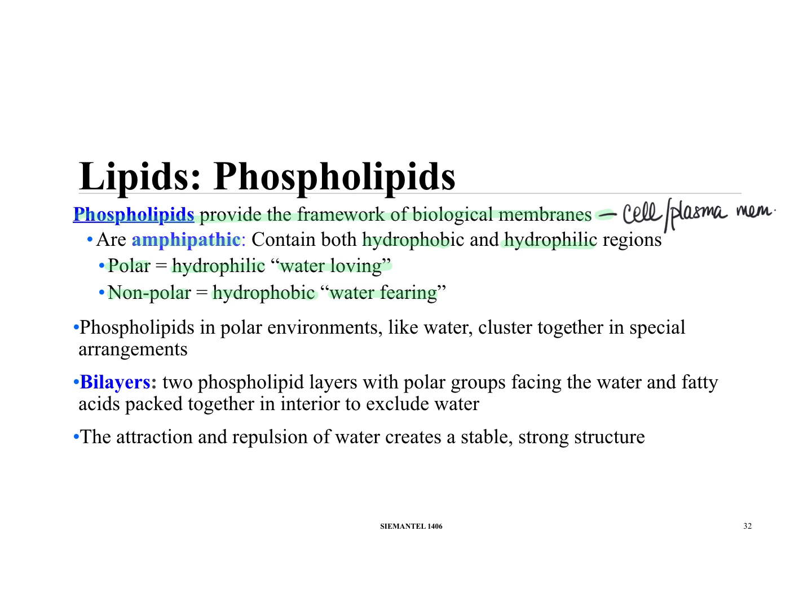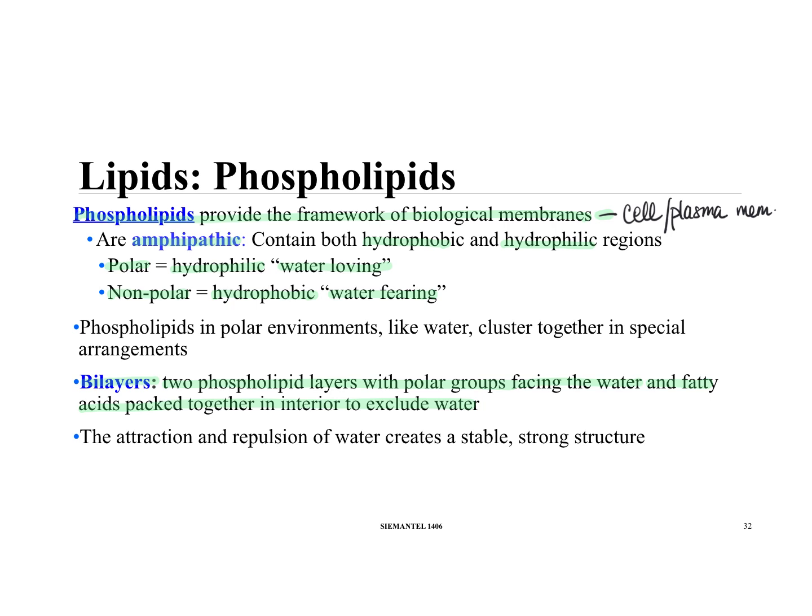So when I take a phospholipid and I put it in an environment that's completely polar, like water, for example, these lipids tend to bunch together and cluster together in a very specific arrangement. They form what we call bilayers. Two layers with the polar groups facing the water, and the nonpolar groups, the fatty acid tails, facing the inside, trying to get as far away from that water as possible.